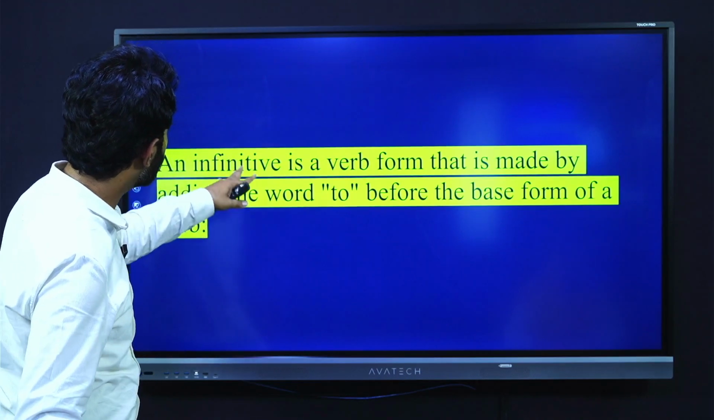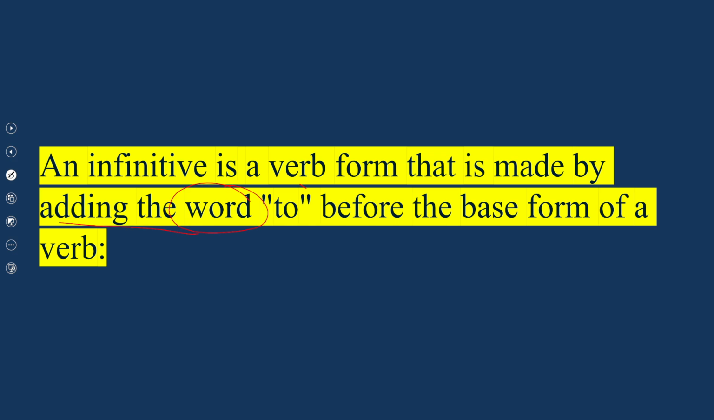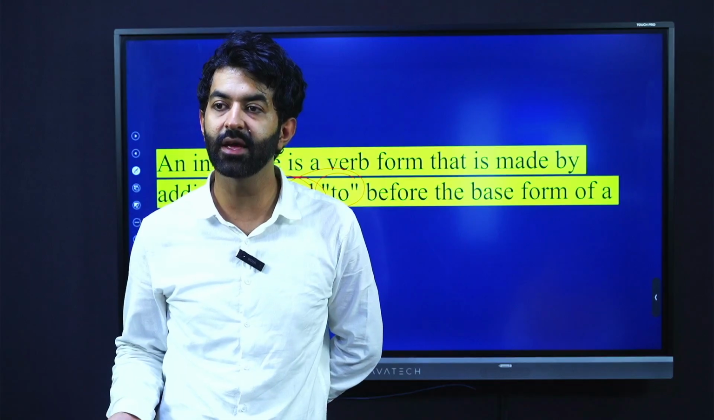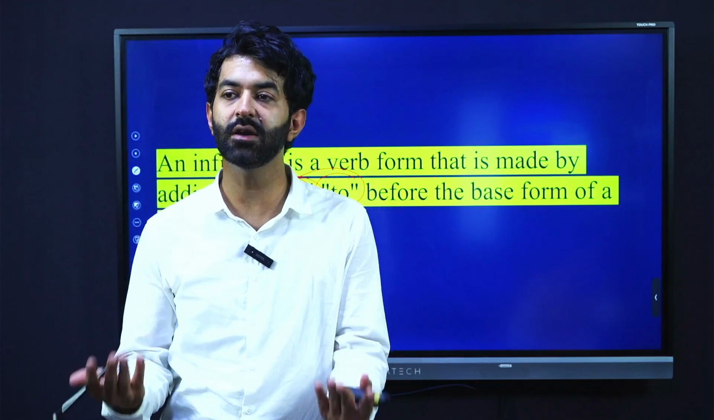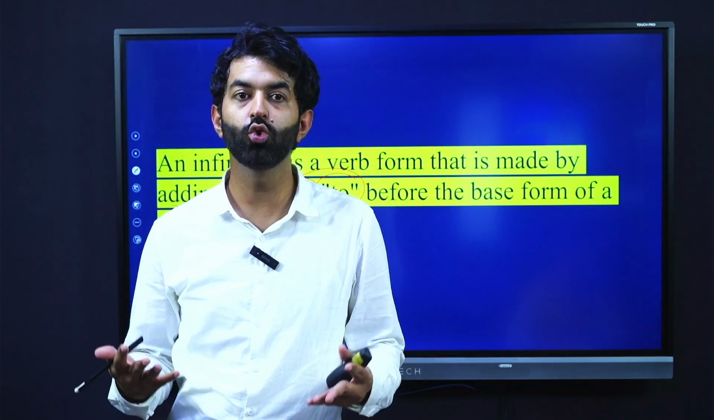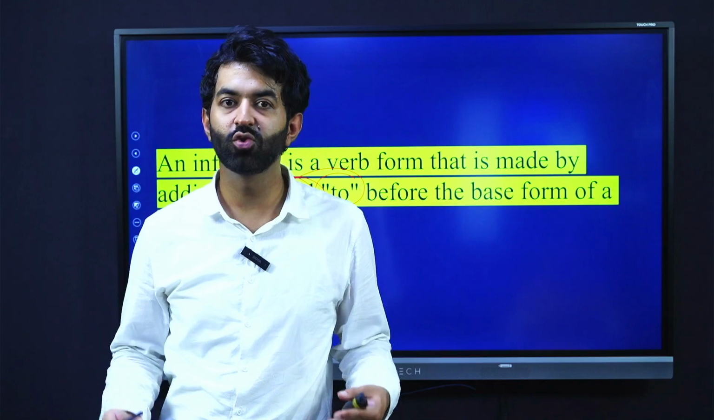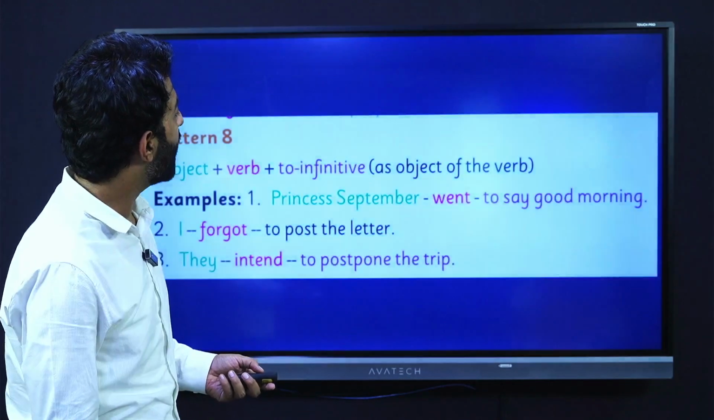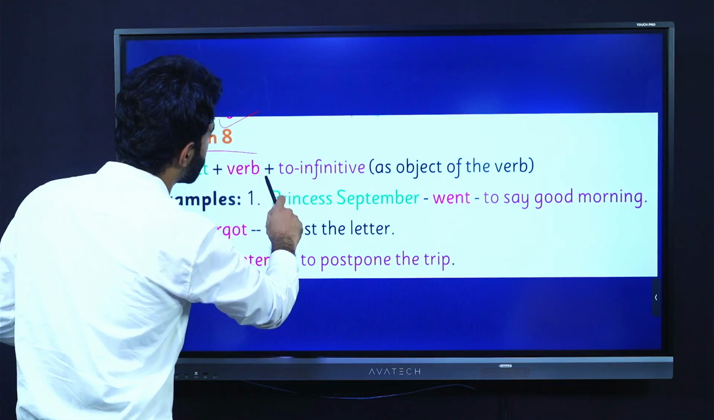So an infinitive is a verb form that is made by adding the word to before the base form of a verb. Base form. इसका मतलब है past form नहीं लेंगे, second, third forms नहीं लेंगे, just the base form. To teach is an infinitive. To learn, to catch, to beat, to eat, all of these are infinitives. So why are we learning about infinitives? Because in pattern 8, we are going to use it.